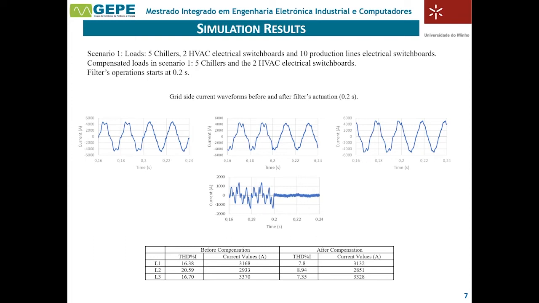We can observe that the neutral current value was reduced from 642 amps to 65.7 amps. From the presented table, we can also observe that the current distortion of the phases was reduced to almost half.